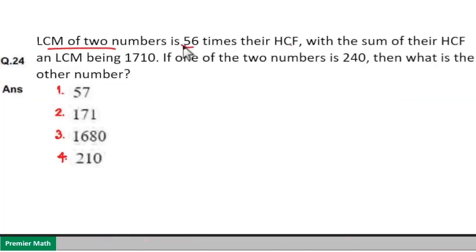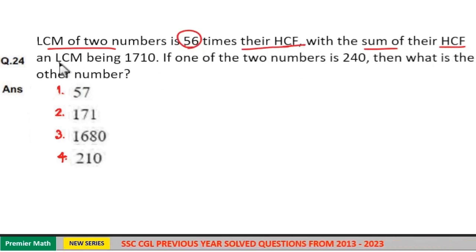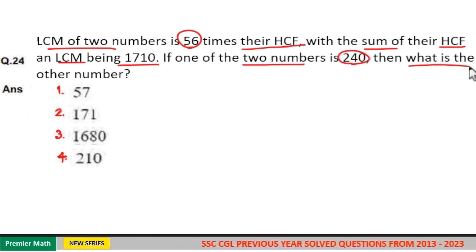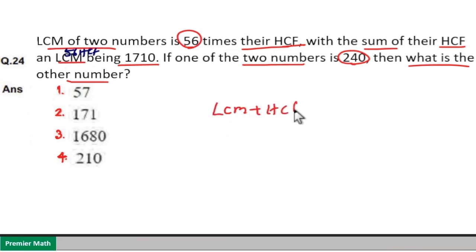LCM of two numbers is 56 times their HCF, with the sum of their HCF and LCM being 1710. If one of the two numbers is 240, then what is the other number? Here LCM is 56 times HCF. So LCM is equal to 56 HCF, which means here LCM plus HCF is equal to 1710.